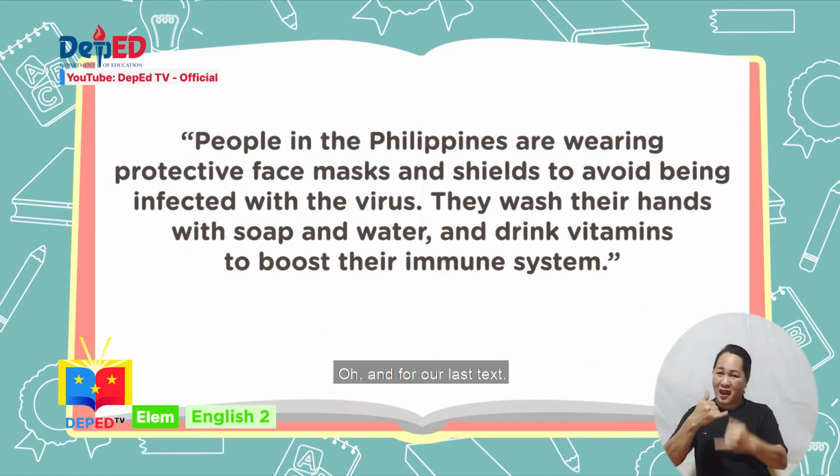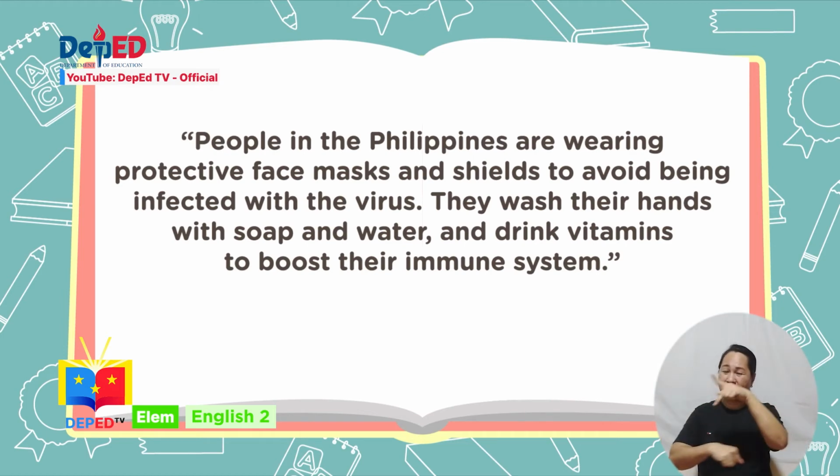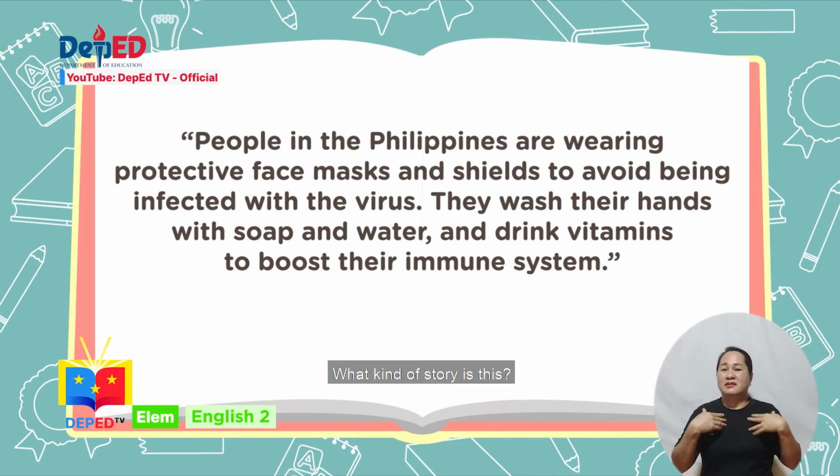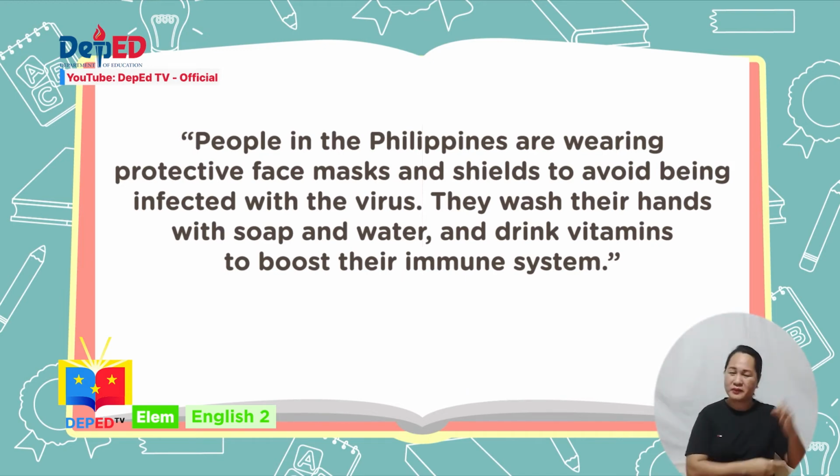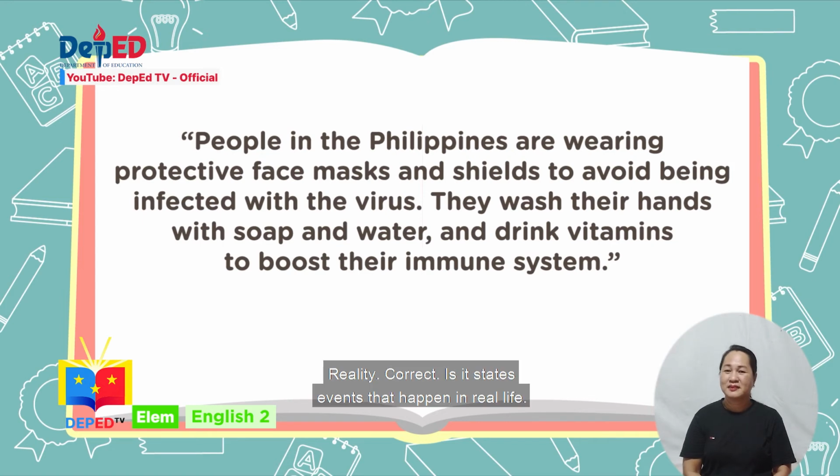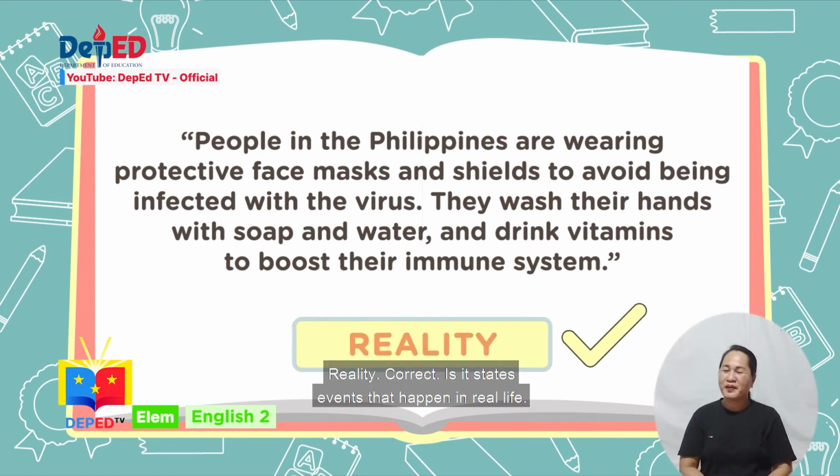Oh, and for our last text, people in the Philippines are wearing protective face masks and shields to avoid being infected with the virus. They wash their hands with soap and water and drink vitamins to boost their immune system. What kind of story is this? Reality or fantasy? Reality, correct, since it states events that happen in real life.